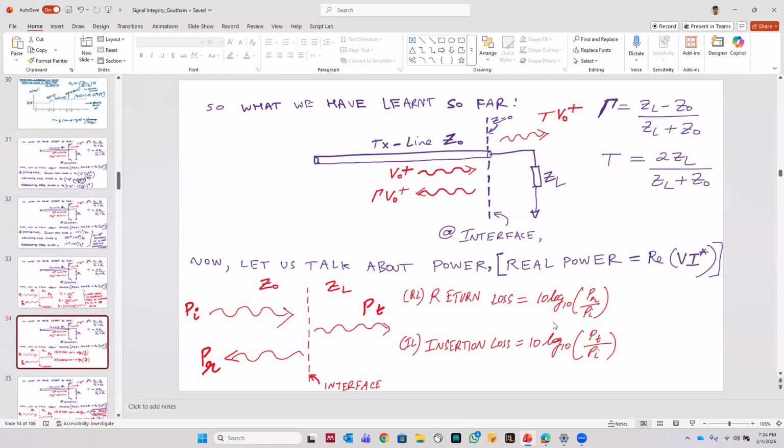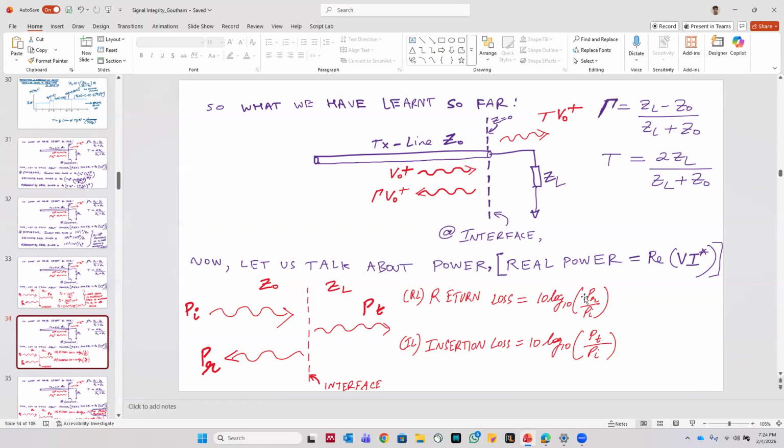Okay. So imagine you have a situation where you have no reflection, right? So you have perfect matching, ZL equals Z naught, no reflection. So what does that mean? That means that the reflected power is zero, right? So if the reflected power is zero, what happens to the return loss? What is log of zero? What's log of zero? Yeah, it's minus infinity. So it goes to minus infinity dB, right?